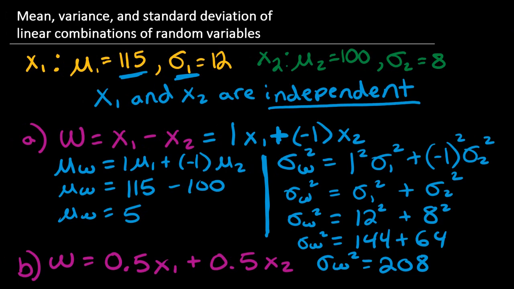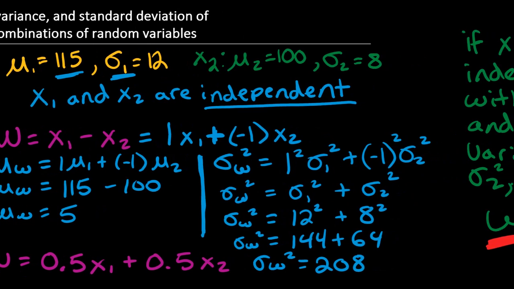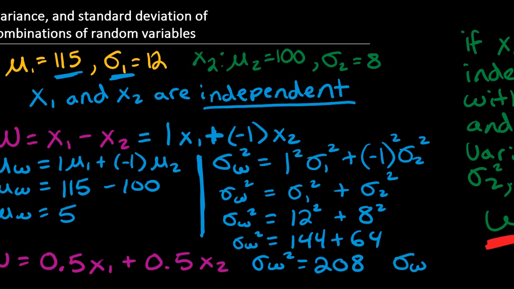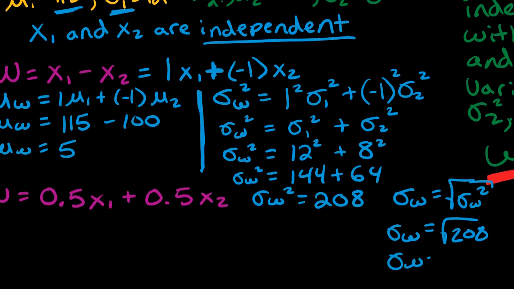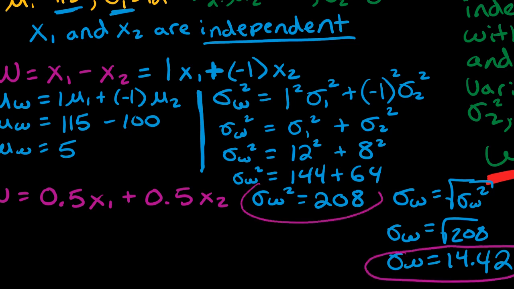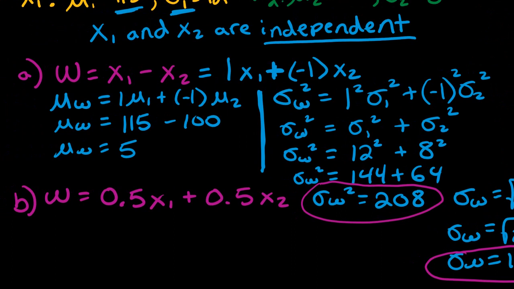How do I find the standard deviation of W? It's the square root, right? So I have to take the square root of the variance. All right, so what is my variance? 208. The standard deviation is the square root of 208. The square root of 208 is 14.42. All right, so there we go. This is my standard deviation, my variance, and my mean.